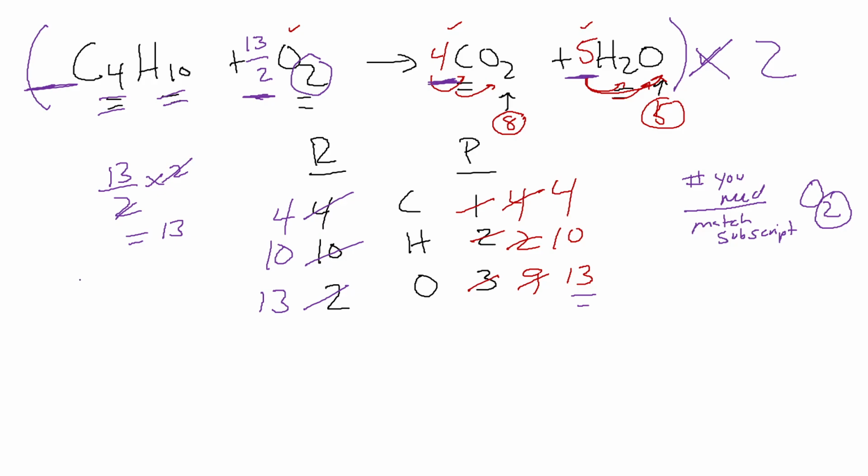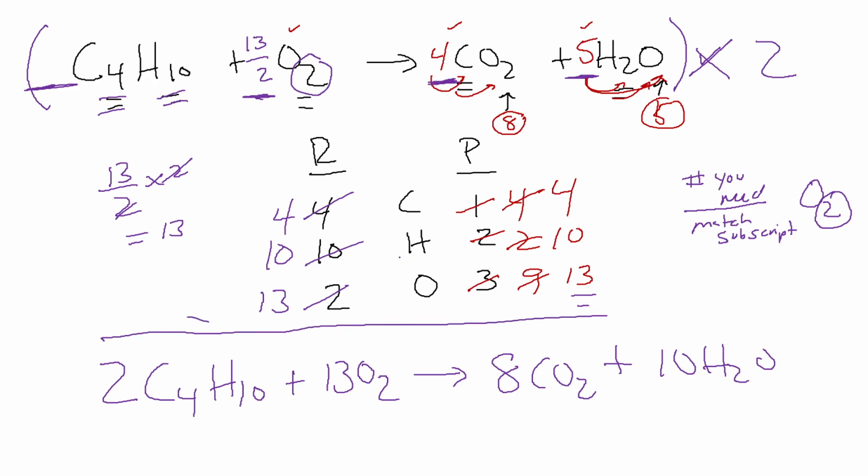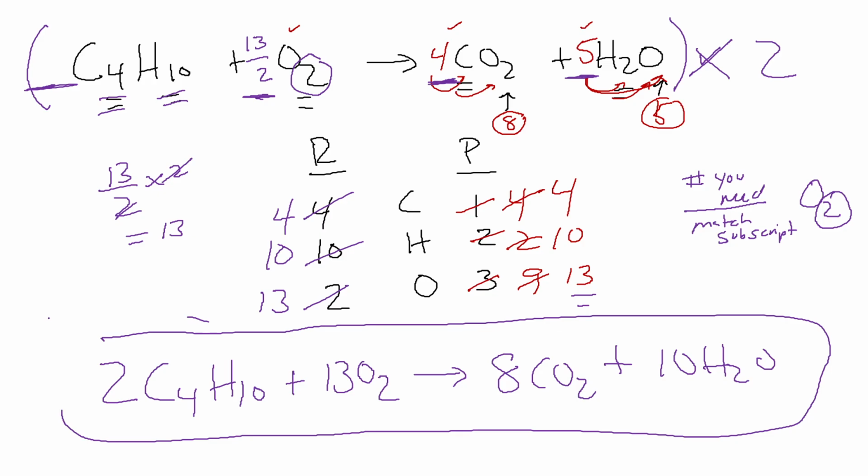So if I distribute that 2 across, 2C4H10 plus 13 halves times 2 is 13 O2s. 4 times 2 is 8 CO2s. And 5 times 2 is 10 H2Os. If we didn't mess anything up here, we should still be balanced. So let's take a look. We got 8 carbons there, 8 there. That's a good deal. So we got 8 and 8.